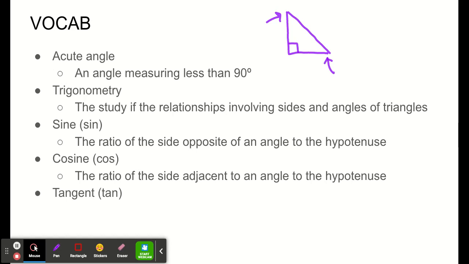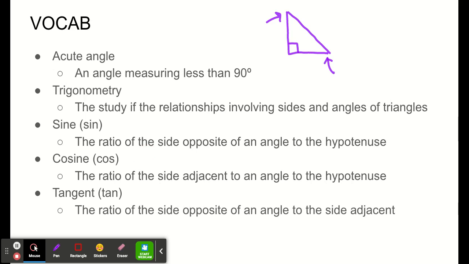And lastly, the third is our tangent ratio. Again, you'll see the button TAN on your calculator. This is our tangent ratio. This is the ratio of the side opposite of an angle to the side adjacent.